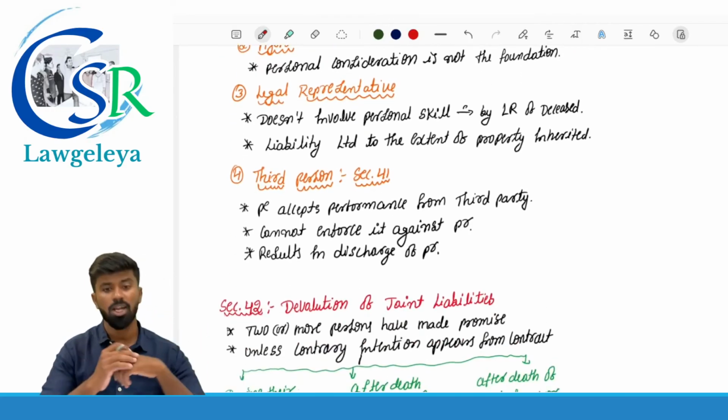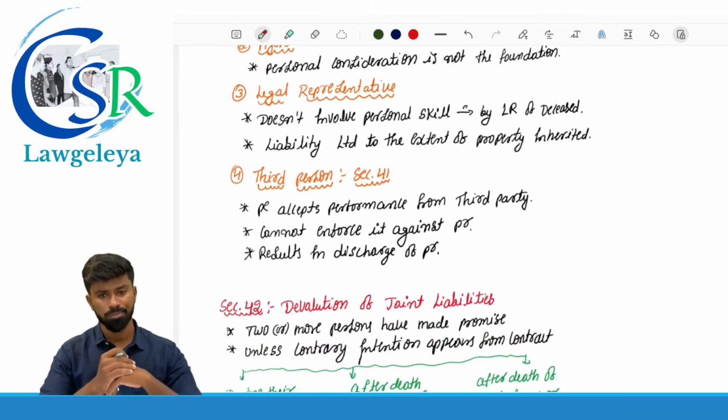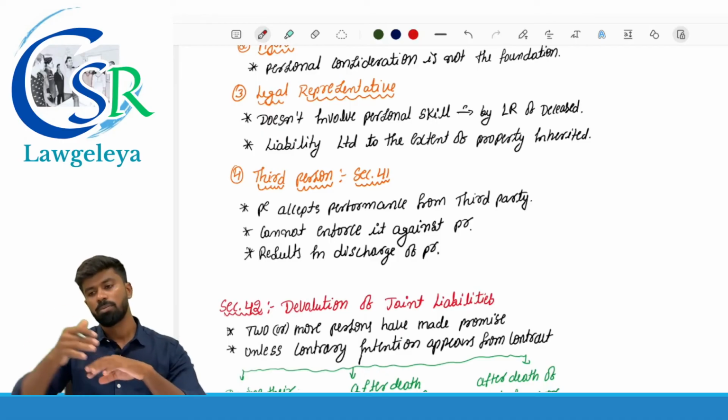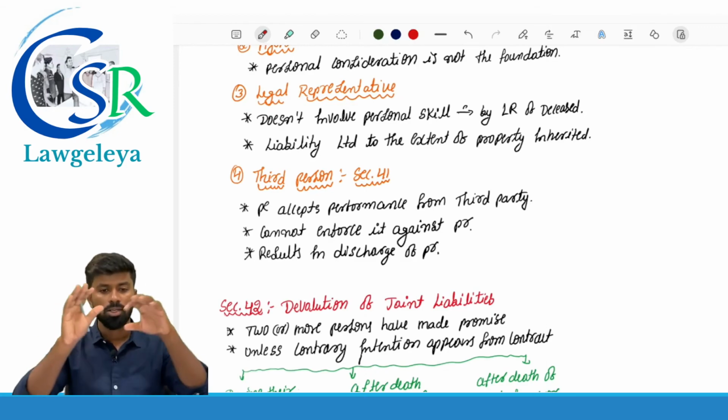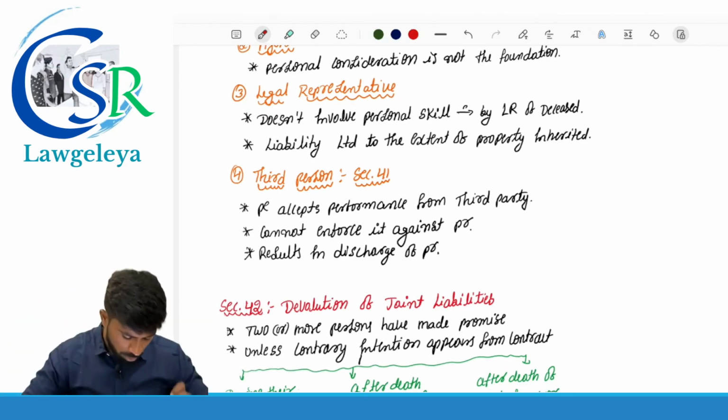Next one, third party perform, section number 41. If a promisee accepts the performance from a third party, he cannot later enforce it against whom? Against the promisor, because it results in discharge of whom? Promisor. If a third party performs the contract and the promisee accepts it, later he cannot demand performance from the promisor, because once he accepts the performance, it results in discharge of the promisor.